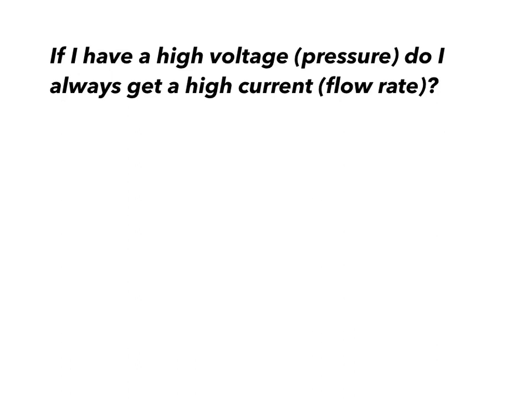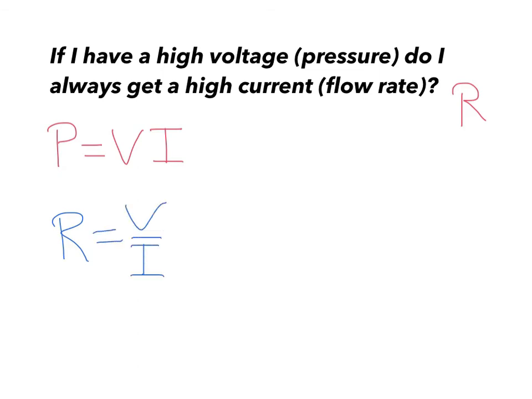Now before we move on, let's ask another question here. If I have a high voltage or pressure difference, do I always get a high current or flow rate? If you remember when we talked about this before, the answer is no. How much flow rate I get also depends on the resistance that the pressure difference is across, or the resistance that the charges are going through. So if I would like to use power equals electric potential times current, I need to have some way to get resistance in there too. So how do I get resistance into something with electric potential and current? And the answer is I do it through Ohm's law. Resistance is the ratio of electric potential to current.